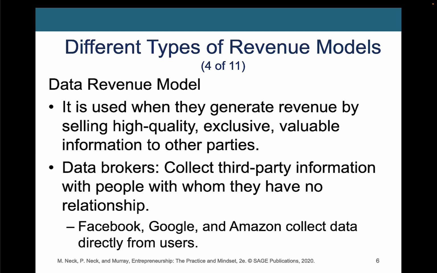The data revenue model is used when a company generates revenue by selling highly exclusive, valuable information to other parties. Some major companies that sell data are Facebook and Google. These companies generate all that quality information and sell it to third parties. Facebook is probably one of the most well-known companies that does this. Whatever you put in Facebook, it aggregates that data and sells it to third parties, because that's one of the major revenue models Facebook has. Data revenue, and of course advertising, is another revenue model. Google is a big one too.